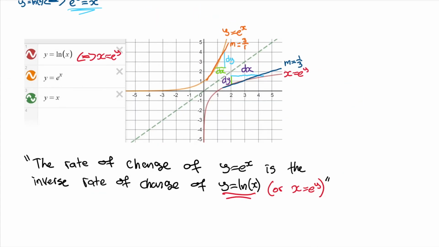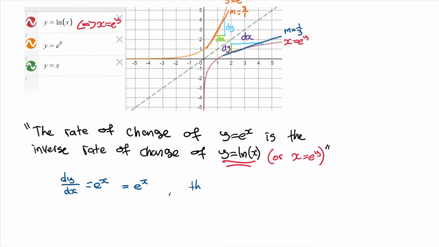We can actually express this as, if we've got dy/dx of e to the x, I know that that is equal to e to the x. If we follow this same logic, that then tells us that if we've got dy/dx of e to the power of y, that's going to equal 1 over e to the y, because it is the inverse rate of change. Using a little bit of substitution here, we can see that e to the power of y is equal to x from that there. So instead of writing 1 over e to the power of y, I'm going to write 1 over x.